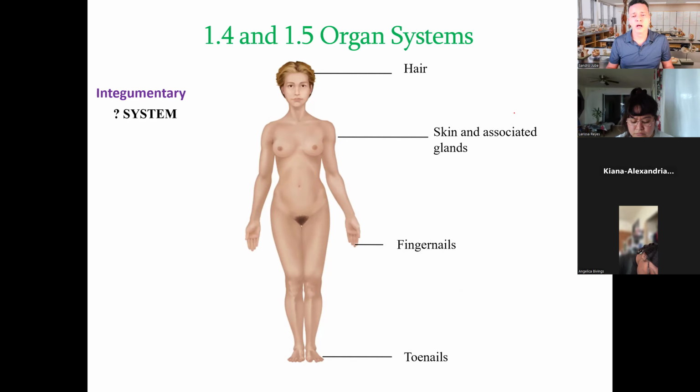What is the function of the skin? The main function of the skin is to separate our internal environment from the external environment. Now, the skin is not the only organ in the integumentary system. We also have our hair, the associated glands, what we call the cutaneous glands, fingernails, and toenails.